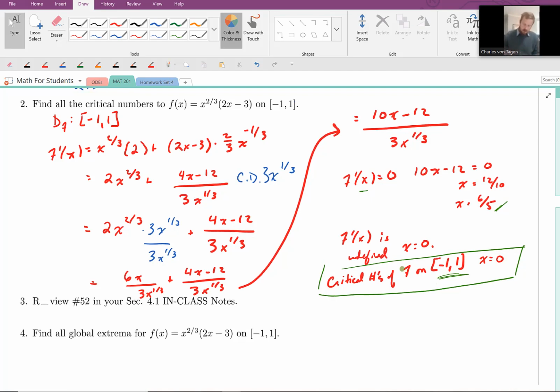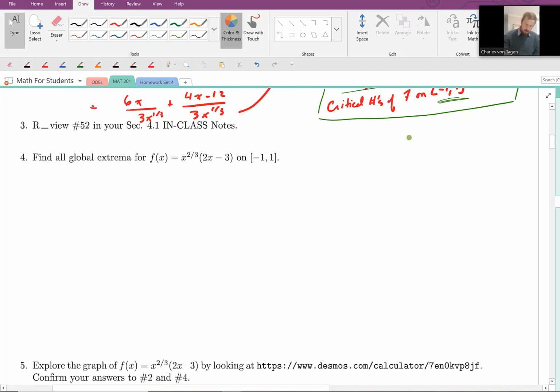Okay, so let's look at number 4 now, where we're asked to find the global extrema for this function. This is the same function we were just looking at on the interval from -1 to 1. So here we go. The first thing is, does the extreme value theorem apply in this instance?